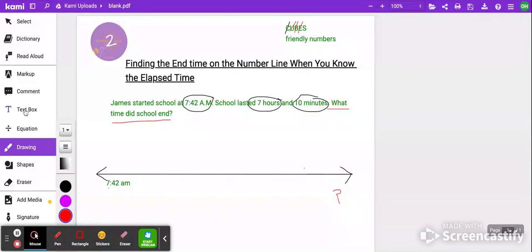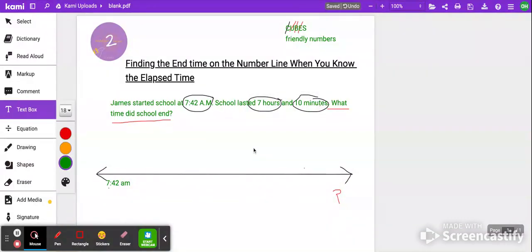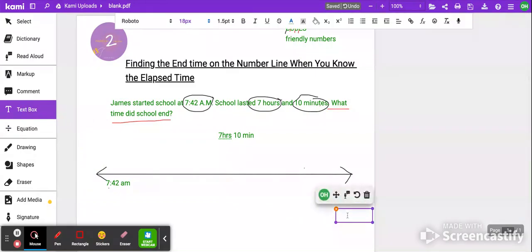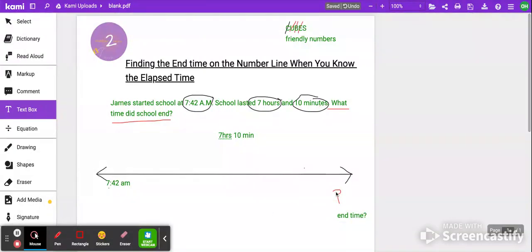But what we do know is how long it lasted, which is considered elapsed time. So right here, I'm going to put 7 hours and 10 minutes. That's what time is here in the middle. And again, we're trying to figure out what the end time is. So I'm going to put end time. Of course, we already have that question mark there, but I put another one there. All right, so I think I know what to do with this problem.